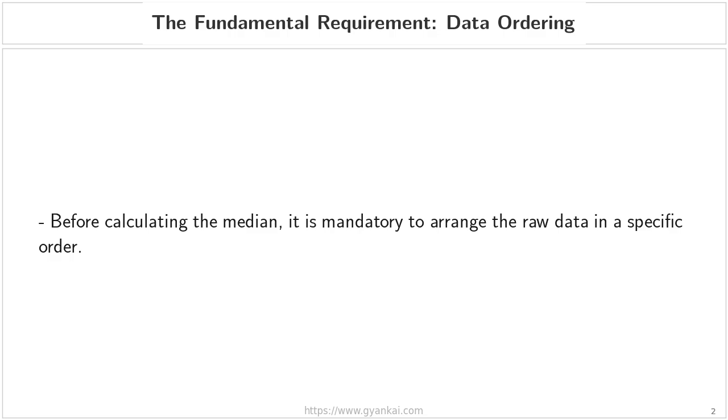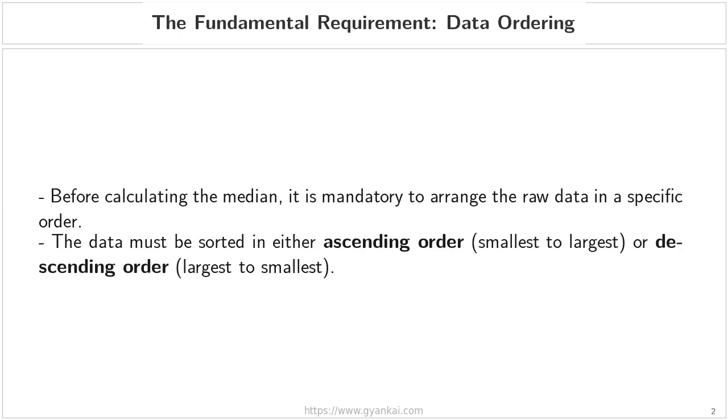On this slide, you'll see that before calculating the median, it is absolutely mandatory to arrange your raw data in a specific order. You cannot simply take a random list of numbers and start looking for the middle. The data must be sorted, either in ascending order, which means from the smallest value to the largest, or in descending order, which means from the largest to the smallest.